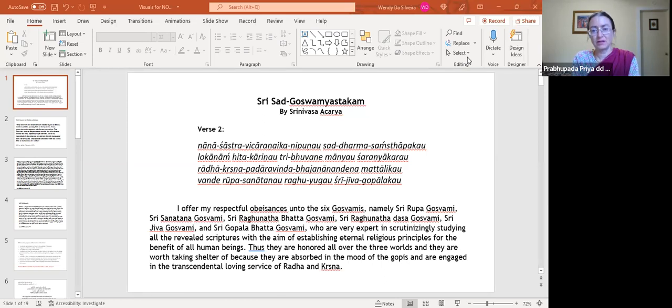So we see here that what's being glorified is how the 6 Goswamis were very expert in scrutinizingly studying all the revealed scriptures with the aim of establishing eternal religious principles for the benefit of all human beings. So the Nectar of Devotion is one of the products of that scrutinizing study. As we read through the Nectar of Devotion, we'll see that Rupa Goswami quotes verses from different shastras, mainly the Srimad Bhagavatam, but many shastras, to back up everything that he's saying.